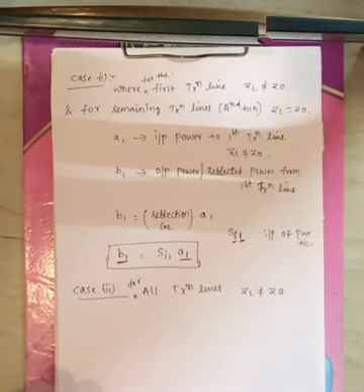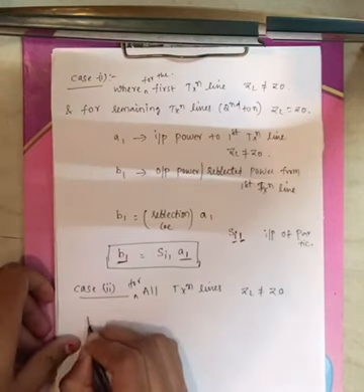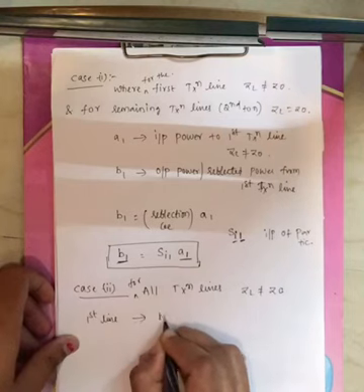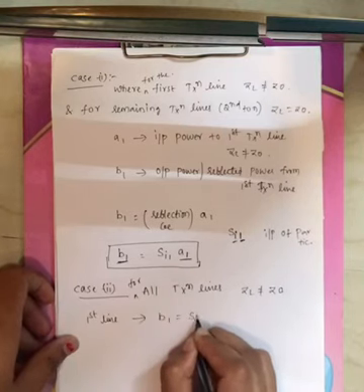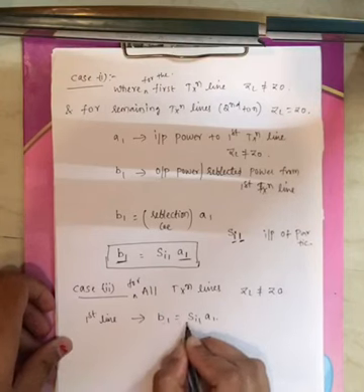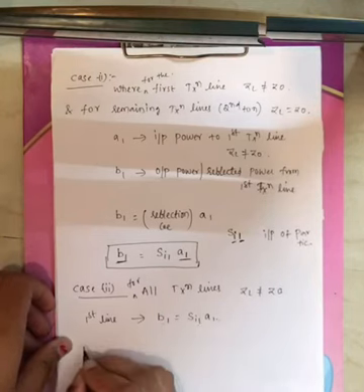Now consider case 2, for all the transmission lines ZL not equal to Z0. For the first transmission line, what is B1? B1 is nothing but S11 A1. The reflected power equals the reflection coefficient times the incident power.